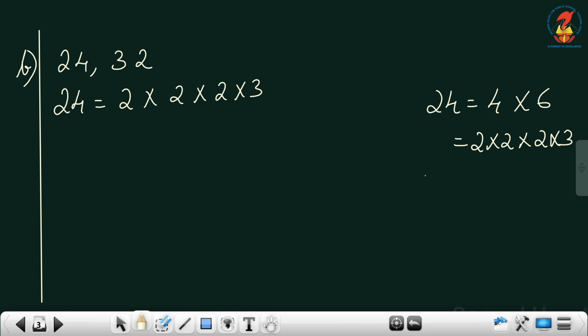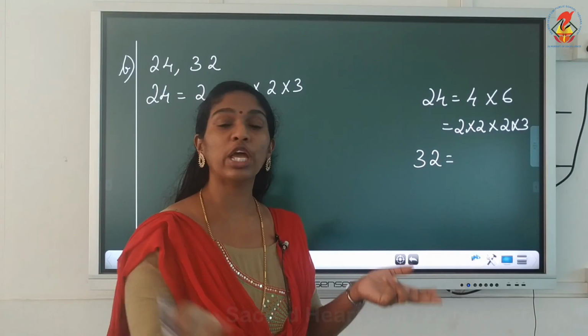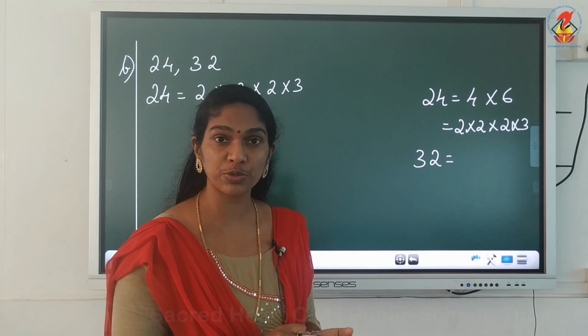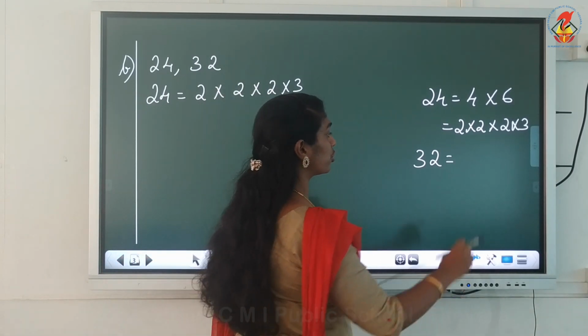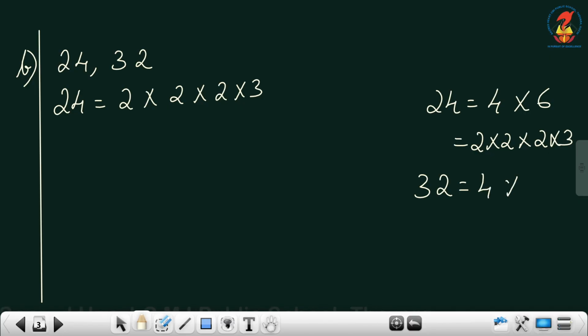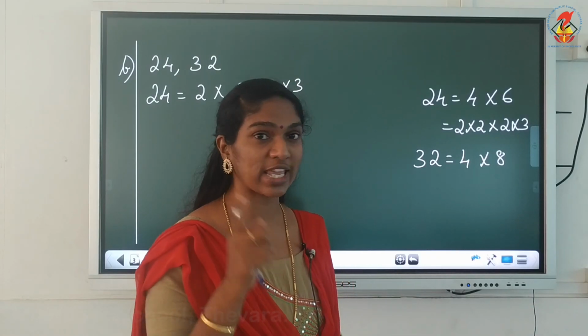Now I will find out for 32. There are different ways to write 32. You can write 4 into 8 is 32. You can write 2 into 16 is 32. Now what I am going to do is take 4 into 8. But this 4 and 8 both are composite numbers, so I can split it.